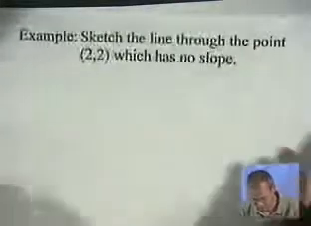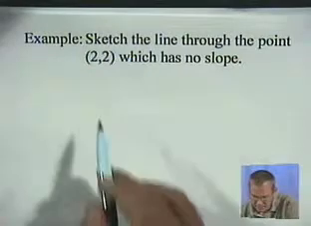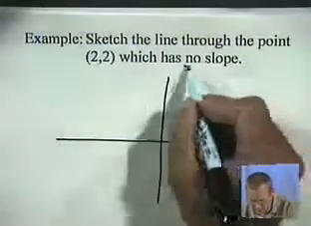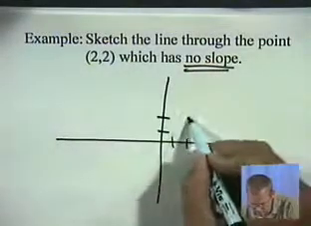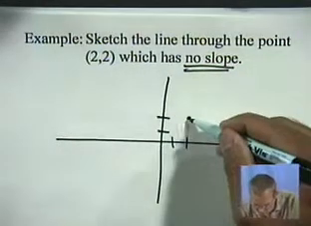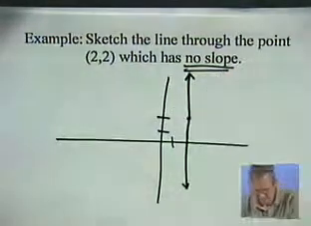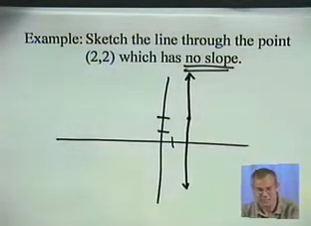One more. Well, the only case I haven't talked about is the vertical line. So this is probably one of those, but let's just check it out. Sketch the line through the point 2, 2, which has no slope. There's the point, and since it has no slope, it must be a vertical line. And that's it. So given a point, given a slope, it's real easy to construct the graph. Practice, and you'll get it down, no problem.